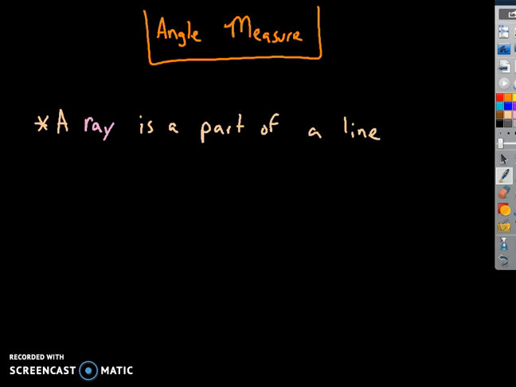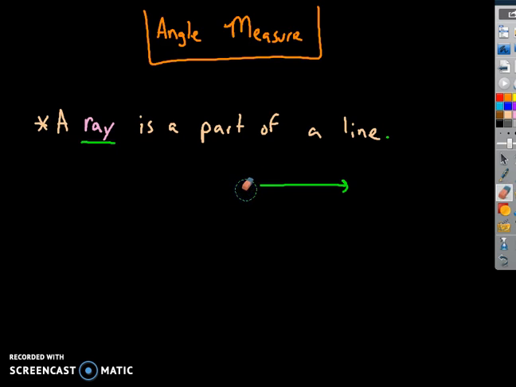Alright, so this video is about angle measure. Before we talk about angle measure, you have to know what a ray is. A ray is part of a line. If you think about a line having two ends that go on forever, a ray doesn't have two ends that go on forever, but one.